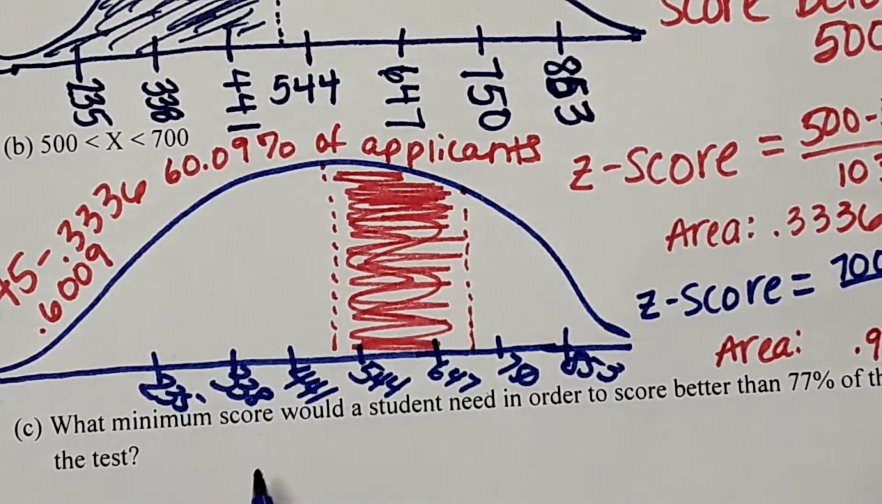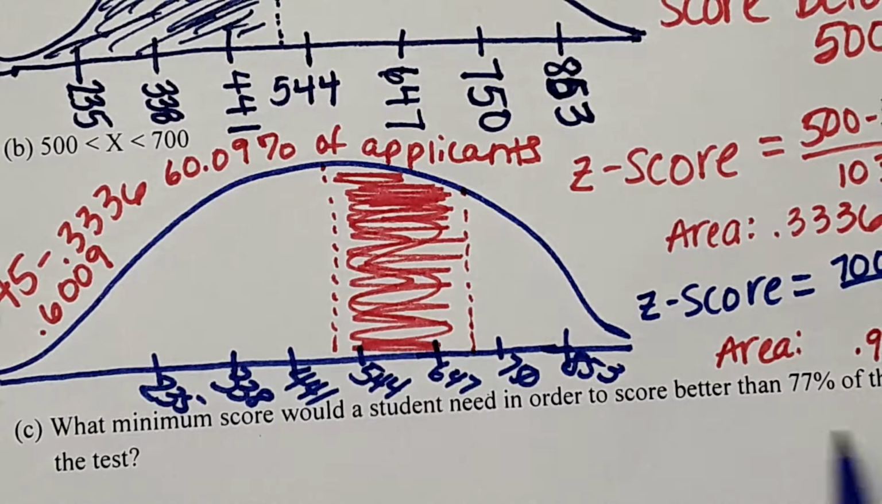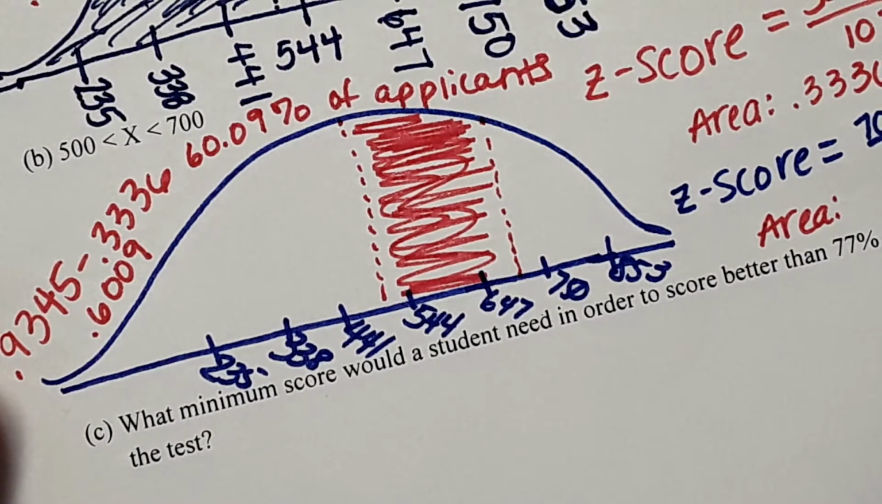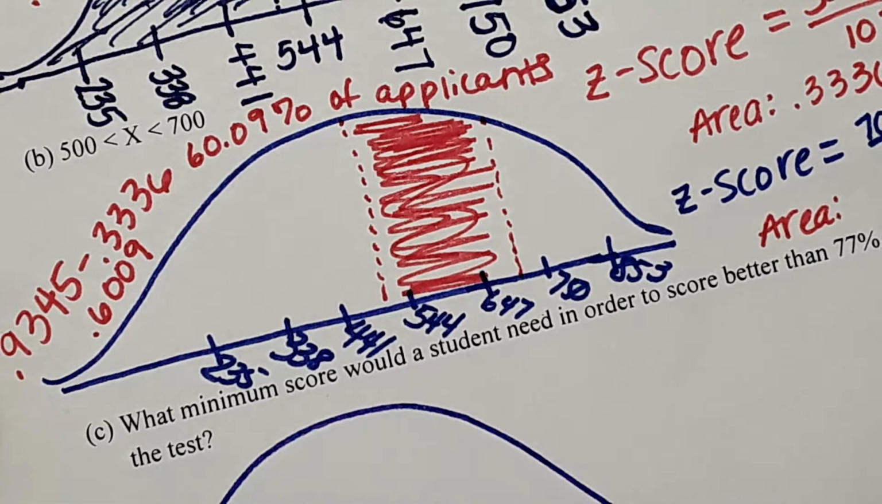So what minimum score would a student need in order to score better than 77% of those taking the test? So 77%, you guys, is a percentile. That student wants to be at the 77th percentile. So we're going to draw another normal curve because that is what we do. Right now we are in the business of making normal curves.